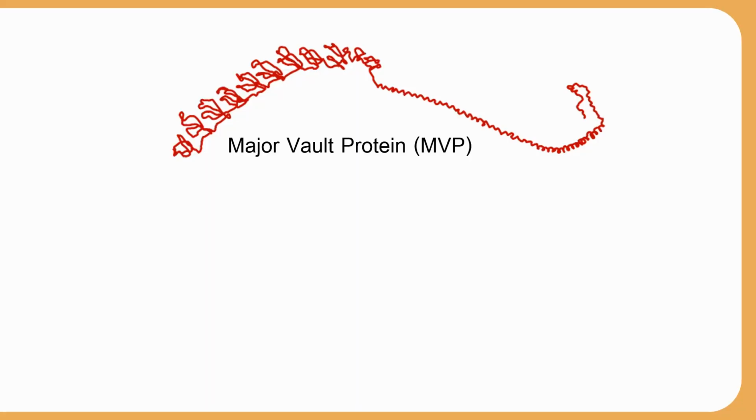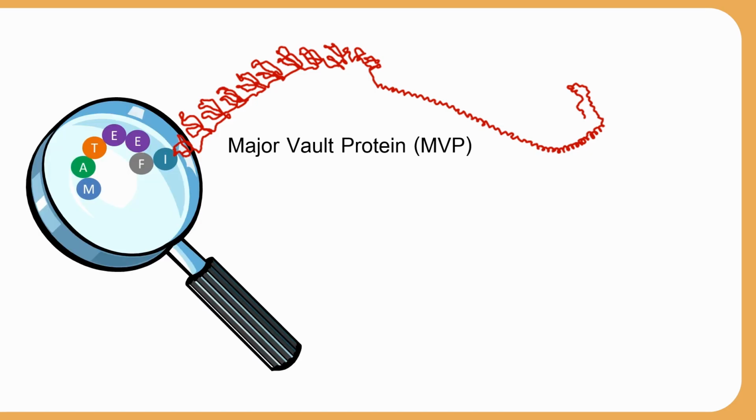Our next challenge was to figure out how the MVP protein was oriented in the vault. To do this, we made a vault particle in insect cells that was assembled from an MVP sequence that had been engineered to have extra amino acids attached to one end of the protein. Let's assume that this long red squiggly line represents the MVP protein viewed from a distance. If we could zoom in, we would see the sequence of amino acids that are attached together like beads on a string. Here we see the first 7 amino acids.